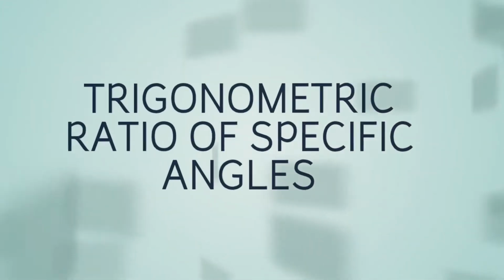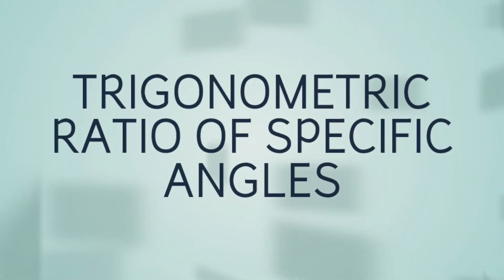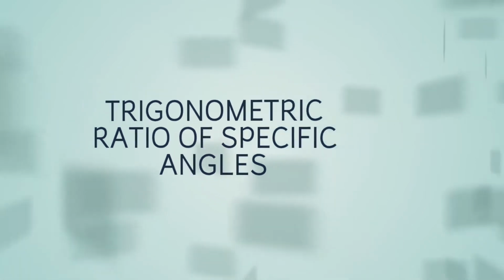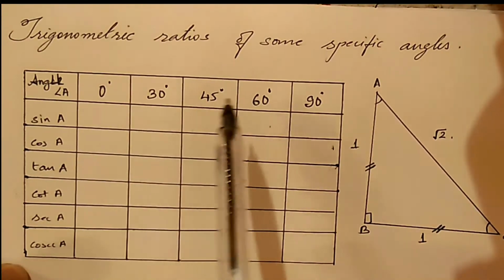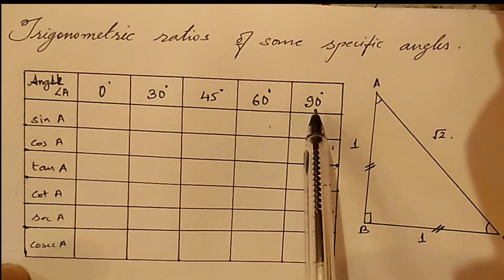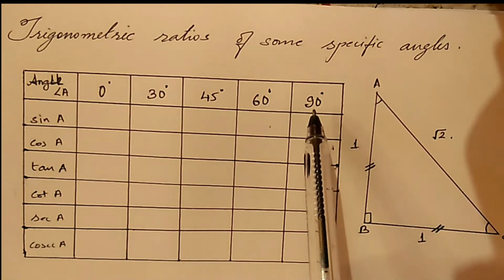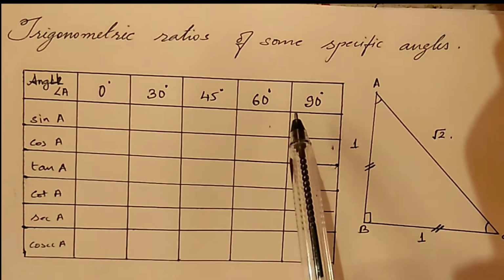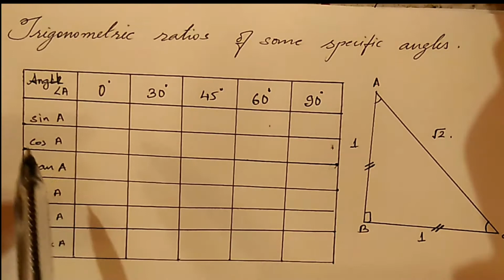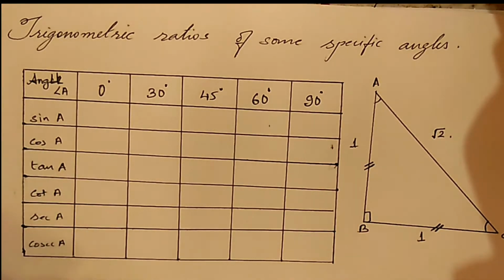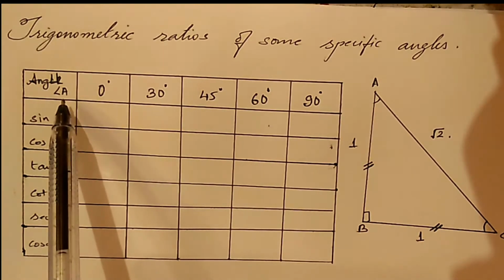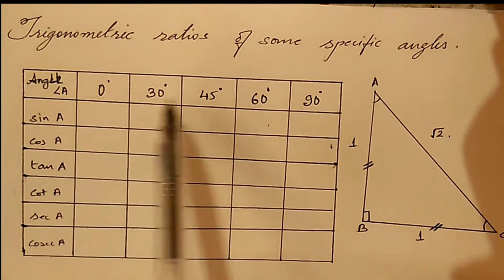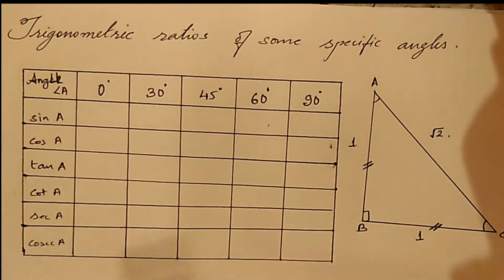Hi everyone, in this video we are going to learn trigonometrical ratios of some specific angles. And what are those specific angles? 0 degree, 30 degree, 45 degree, 60 degree and 90 degrees are called the specific angles. Now we will try and find out what will be the values of these trigonometrical ratios when the value of the angle, here I have taken that angle as A, will be 0 degree, 30, 45, 60 or 90 degree.